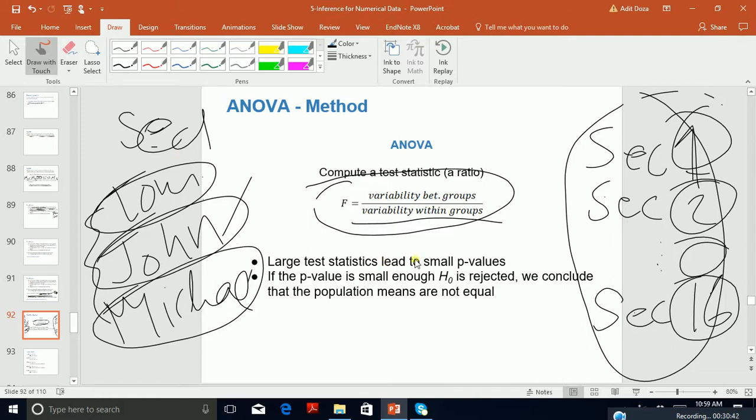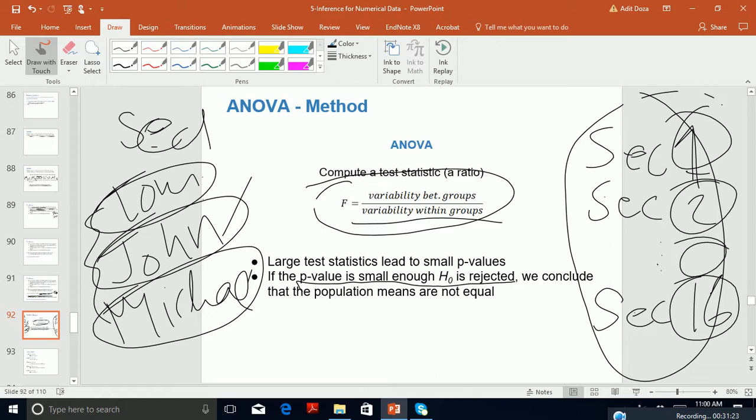So large test statistics lead to small p-values, similar to the z distribution, right? When the z test statistic was high, the p-value was lower. So the F stat is also similar in nature. If the p-value is small, H naught, or null, is rejected, and we conclude that the population means are not equal. Another way you can look at it is that it's trying to find the joint significance kind of thing.